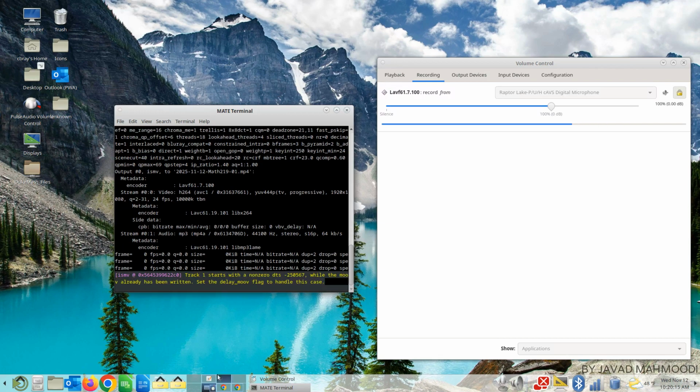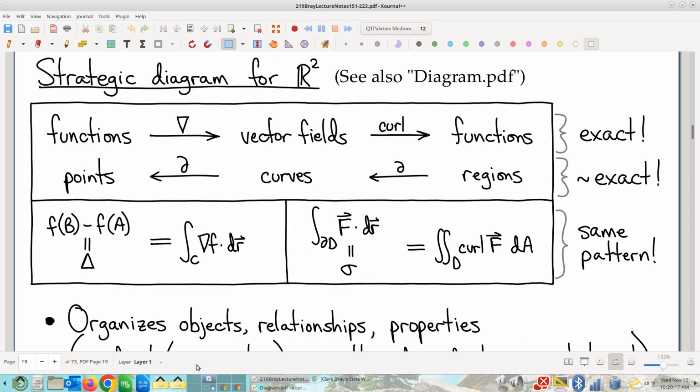Okay, time to get going. So here's where we were last time. We were talking about this strategic diagram. I didn't have time to go through everything I wanted to say about this, so we're going to pick up and start over on this.